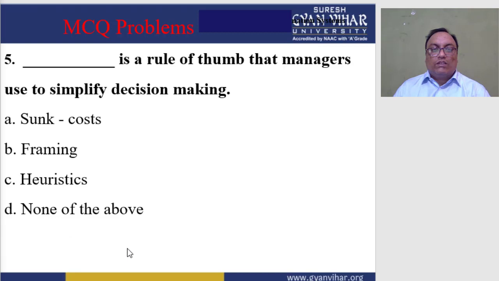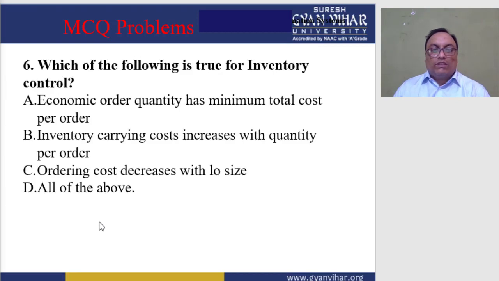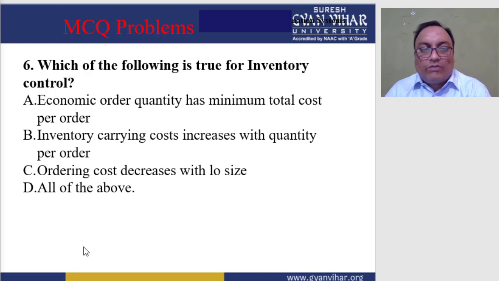And then move to question number 5. What is the rule of thumb that managers use to simplify the decision making process? Sunk cost is the right answer for this question. And then move to question number 6. Which of the following is true for inventory control? A is the economic order quantity has minimum total cost per order. B is the inventory carrying cost increases with quantity per order. C is the ordering cost decreases with lot size. And D is all of the above. So the correct answer for this question is D, all of the above.